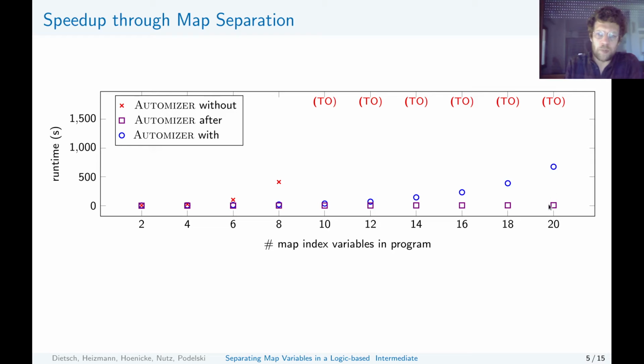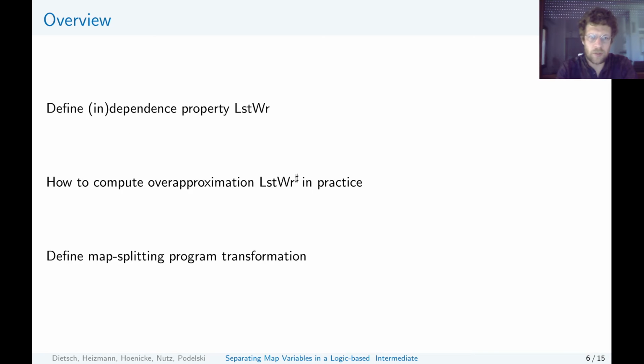Now, of course, we have to buy this with something, which is the static analysis cost, which is represented by the difference between the box and the circle, which goes up, but much, much slower than the cost of analyzing the original program. Okay, so now coming into the more technical part of my talk.